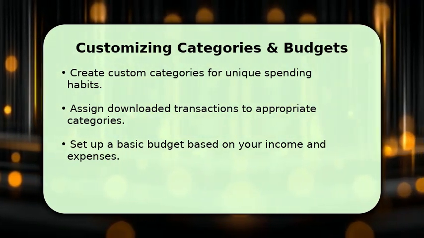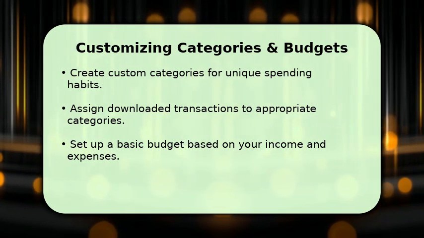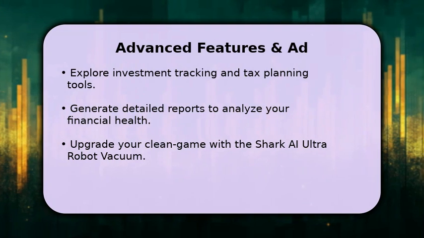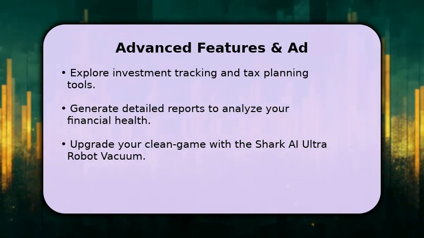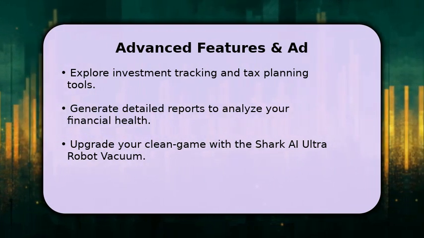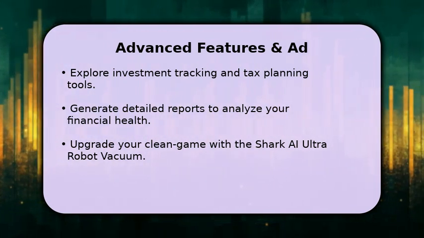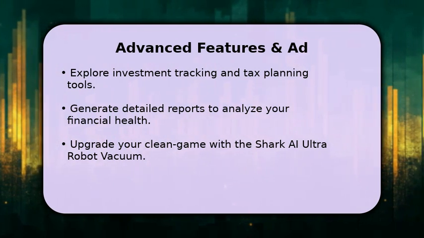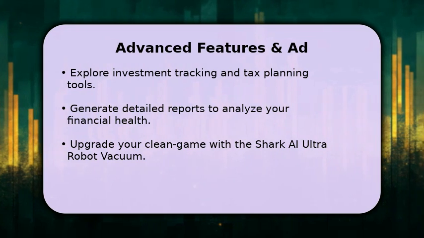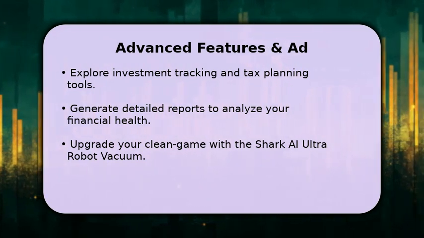Next, establish a simple budget to track your spending limits. Beyond basic tracking, Quicken offers powerful features like investment performance monitoring and tax planning tools. You can generate various reports, such as spending by category or net worth over time, to gain deeper insights into your financial health. These reports are invaluable for making informed decisions.